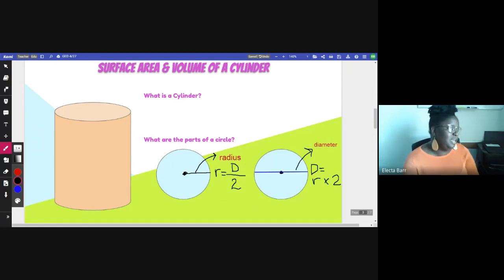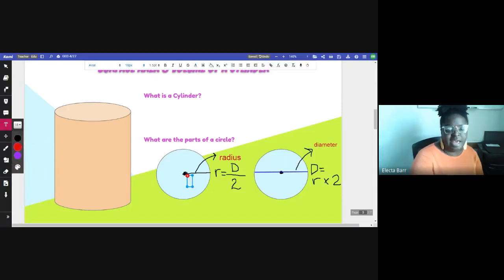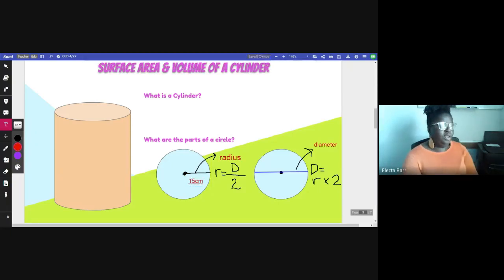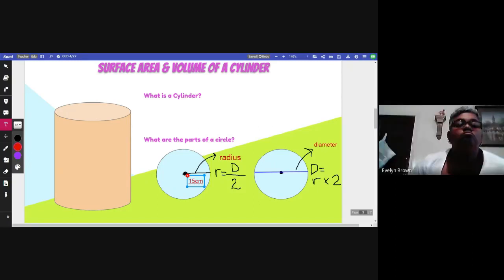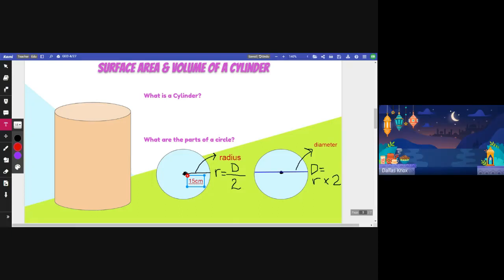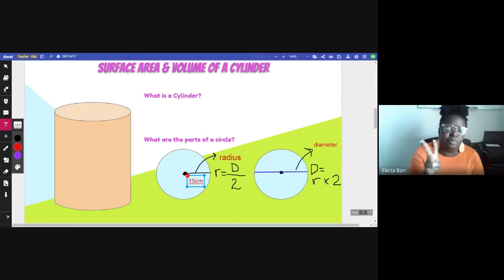But let's say, for example, I have a radius that is 15 centimeters. What do you all think the diameter would be? If half of your circle is 15, what's the entire length? 30. Because you're multiplying by 2. Remember, you need two radiuses to make your diameter.